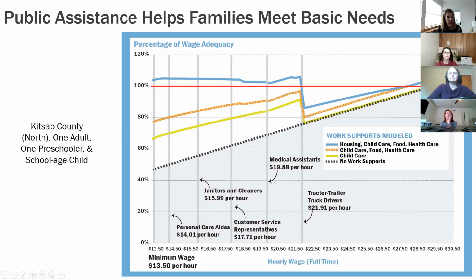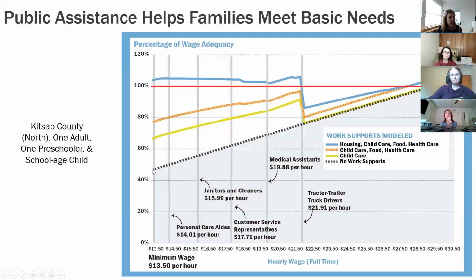So you're looking at $29.44 here. And I'm going to discuss this figure from the perspective of someone working minimum wage. Each of these lines represents a different wage that is pretty common across the state of Washington. But if someone is working $13.50 per hour and they're supporting a preschooler and a school-aged child, they're really only making 48% of their family's basic needs if they're living in Kitsap County in the North region.